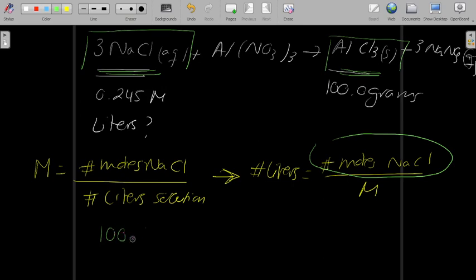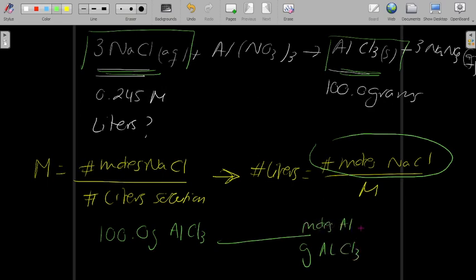100 grams of the aluminum chloride. Grams of aluminum chloride is what I don't want. What I want is moles of aluminum chloride. I know that if I start adding AMUs for this molecule, and don't call it AMUs, I have the number of grams that are in 1 mole of that substance. So start adding the atomic mass unit for aluminum and the 3 chlorides.